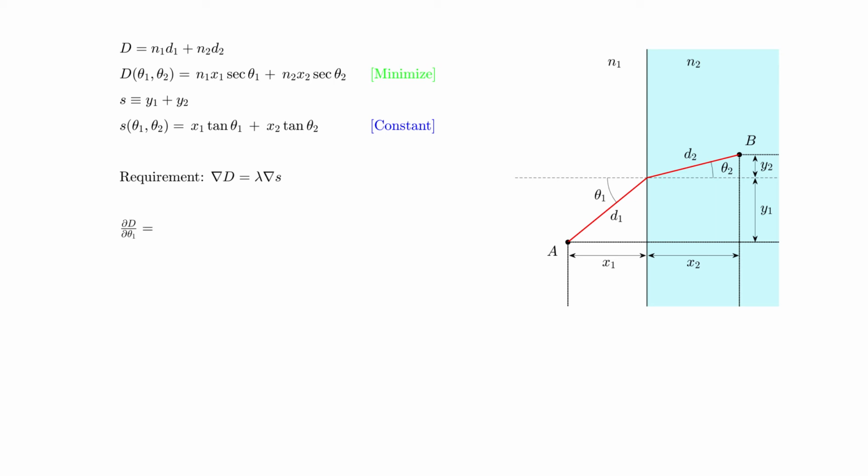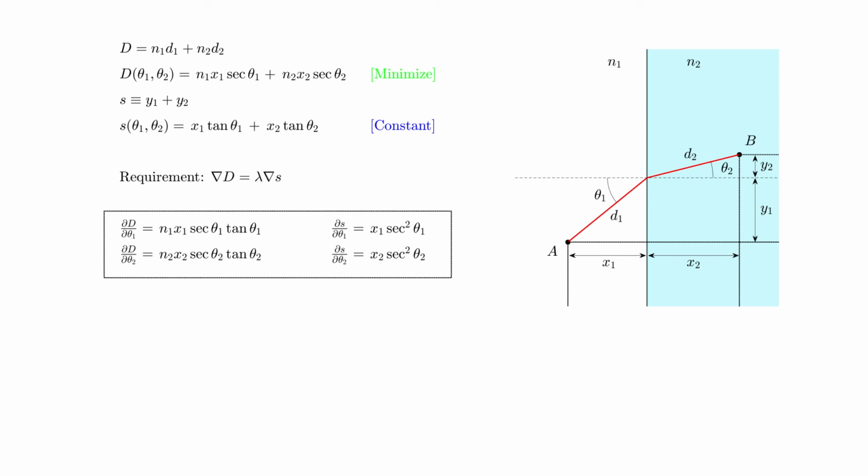The partial of d with respect to θ1 becomes n1 times x1 times the secant of θ1 times the tangent of θ1. The partial of d with respect to θ2 becomes n2 times x2 times the secant of θ2 times the tangent of θ2. The partial of s with respect to θ1 becomes x1 times the squared secant of θ1. The partial of s with respect to θ2 becomes x2 times the squared secant of θ2. These are of course the components of the gradients of d and s. And if we translate our requirement to component form, we end up with these two equations.